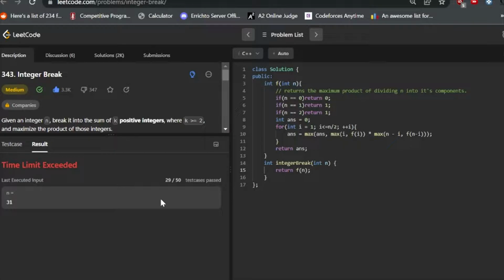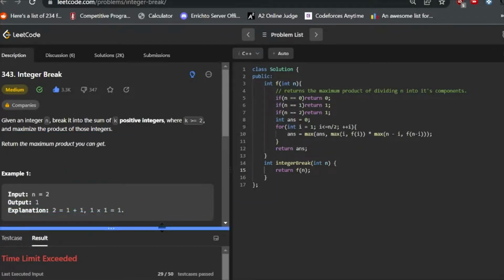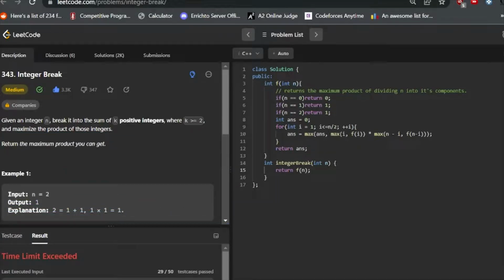So we get a TLE, which is kind of what we can expect. This is because we are doing a massive stupidity. We are computing values again and again. Again, let me show you why.